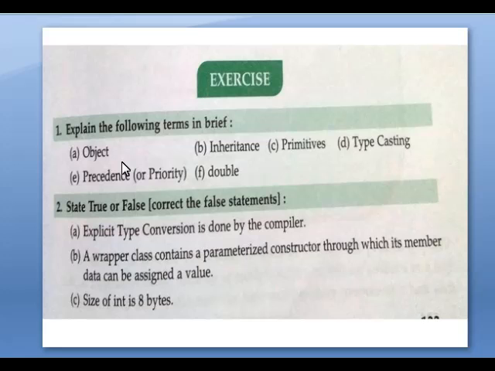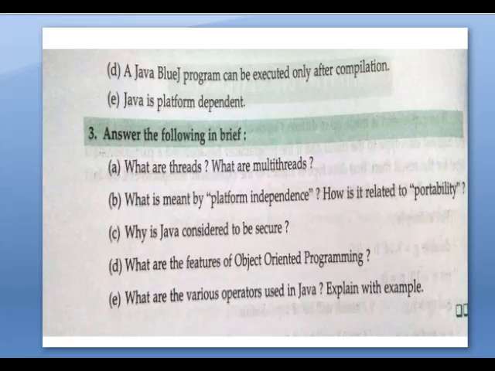Here you have to write these terms in brief: object, inheritance, primitive, typecasting, precedence, that is the priority of the operators, and double. Then state true or false. The next one is question answers. Answer the following questions. I think there are 5 questions, so you have to find out the answers and learn. So students, this is the end of this chapter.